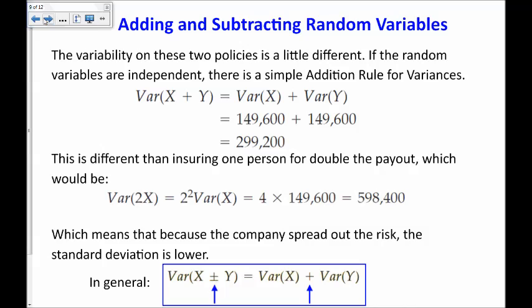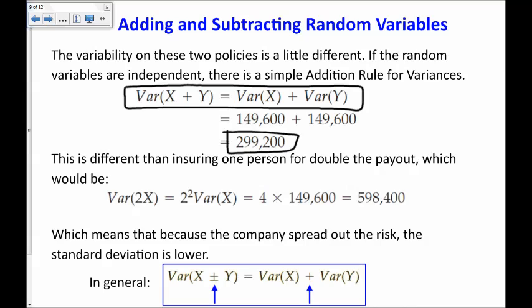The variability on two policies, however, may not follow your intuition. Okay? If the random variables are independent, then there is a simple addition rule for variances. Okay? Variances add, which is a very nice property for us to use, that variances add. Okay? So we could find that the variance for these two policies or these two people would be this amount, which, by the way, is different than insuring one person and doubling the payout. Okay, that would be this down here, which would be about twice as much as insuring 2 people.